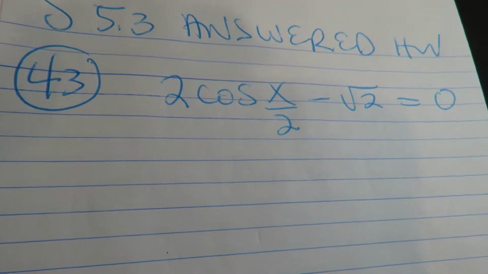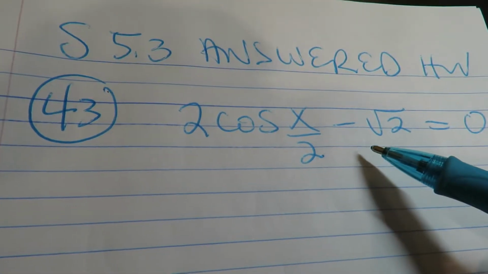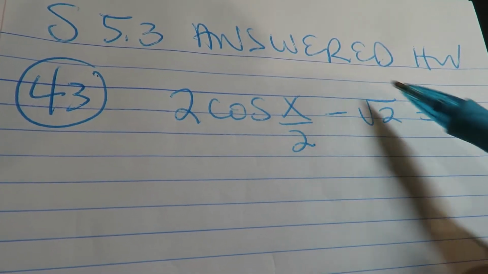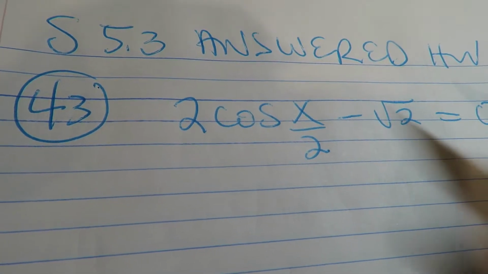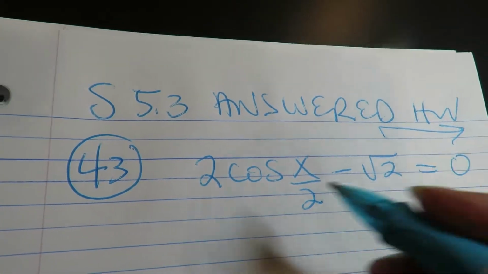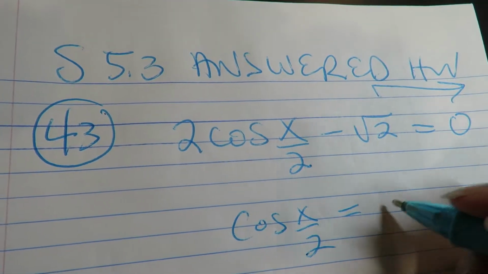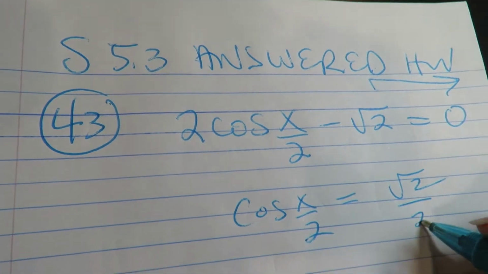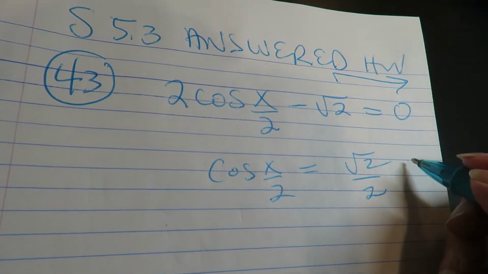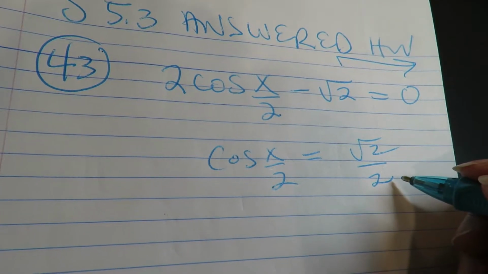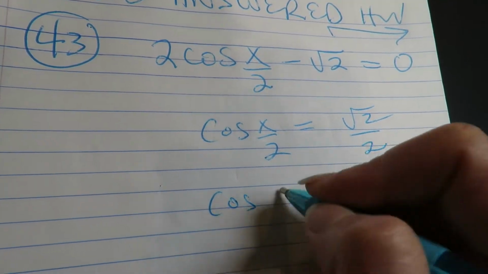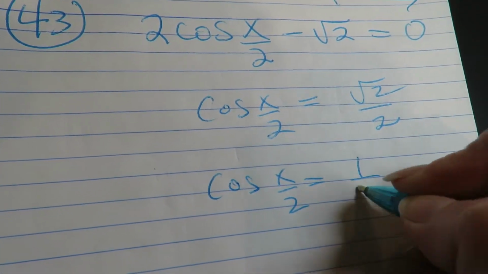Okay, gang, this does not have a set interval, so this is all solutions. So the first thing you want to do is isolate the trig. So you want to move the radical over here, and then you want to divide by the 2. You move the radical over, and then you divide off the 2, you get this. Now, you also want to unrationalize this. So when you unrationalize it, it becomes 1 over radical 2.